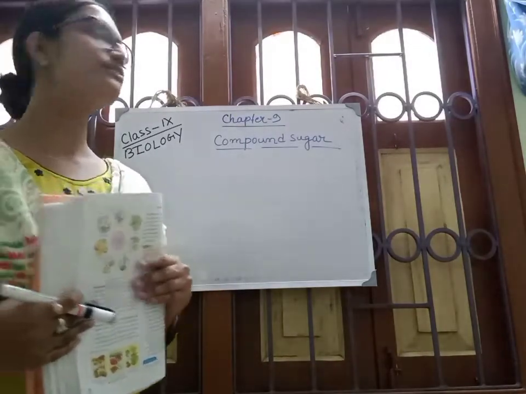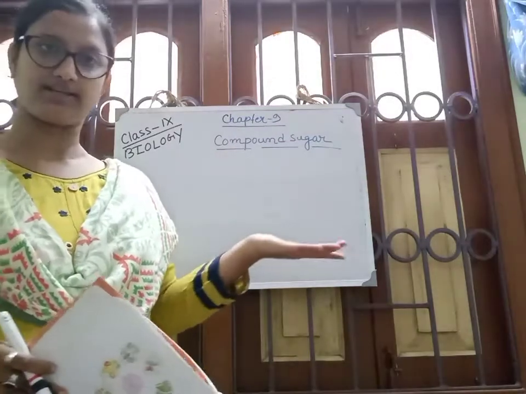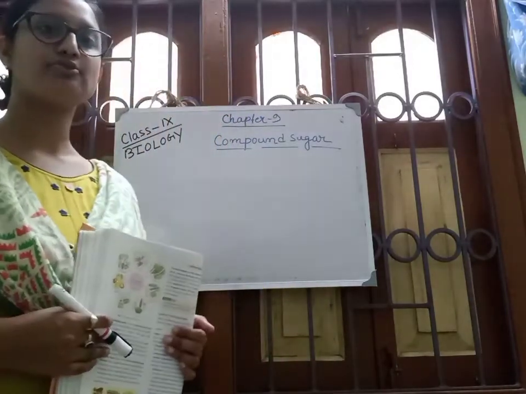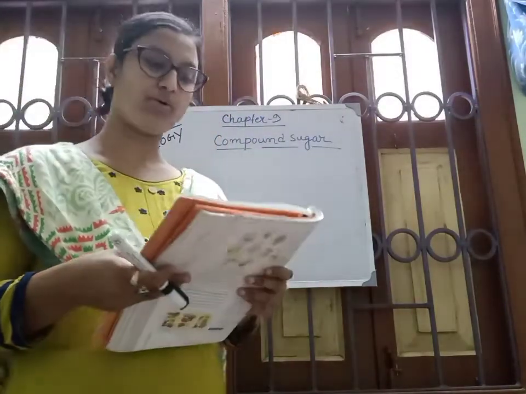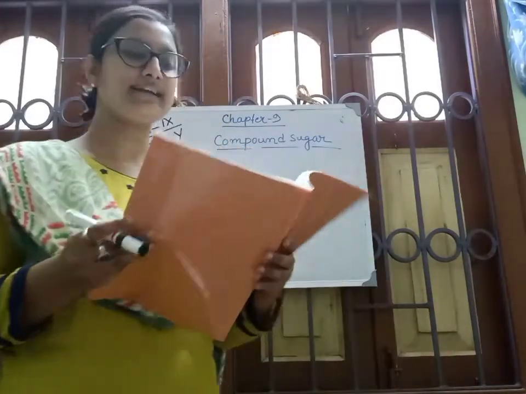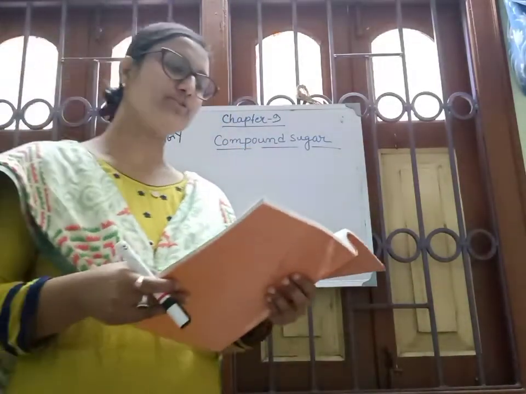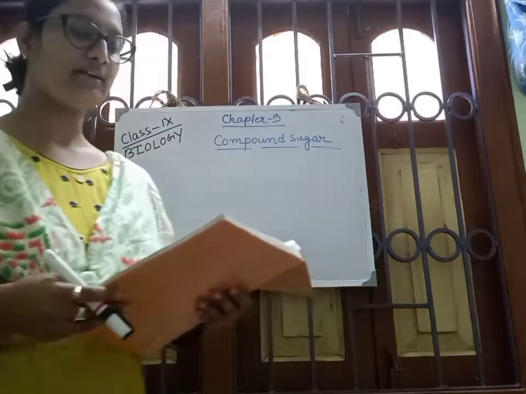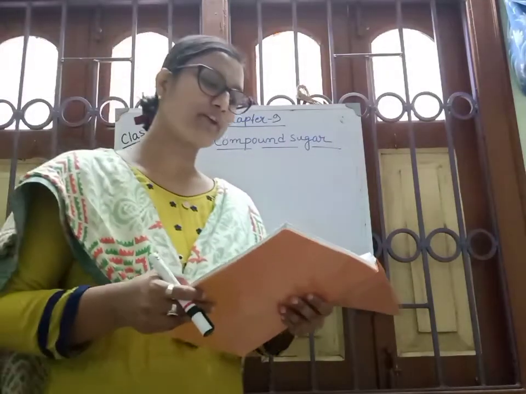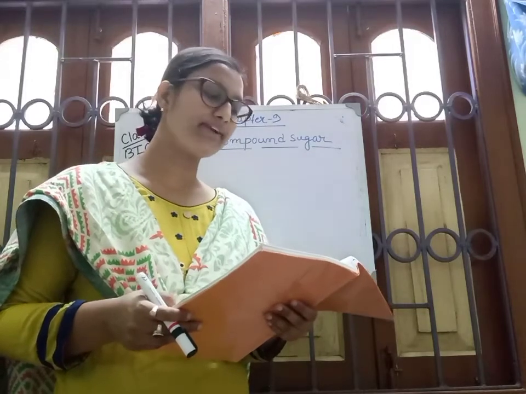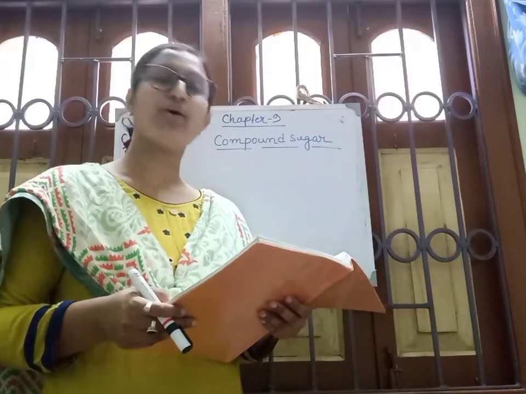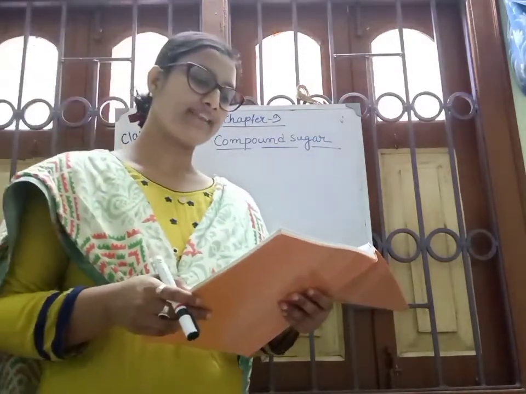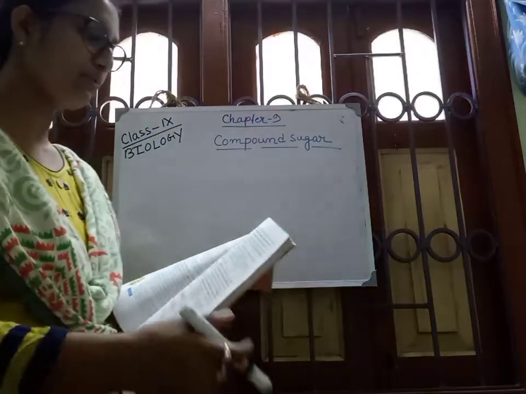Today we are going to start the compound sugars, or the disaccharides. Simple sugar means monosaccharide, where one molecule of carbohydrate is present. Compound sugar means disaccharide. A disaccharide is two molecules of simple sugar combined together to form a compound sugar, with the removal of one molecule of water.